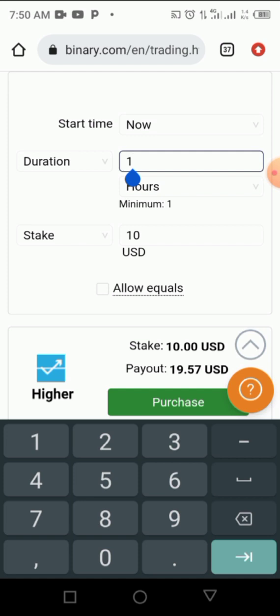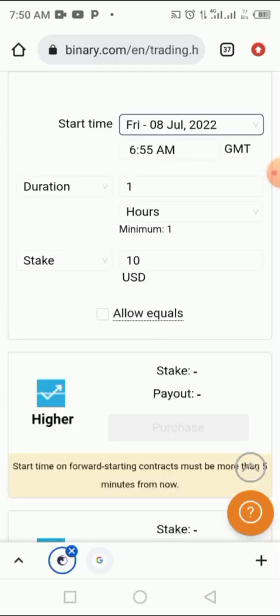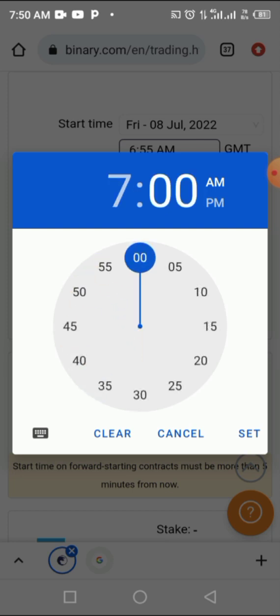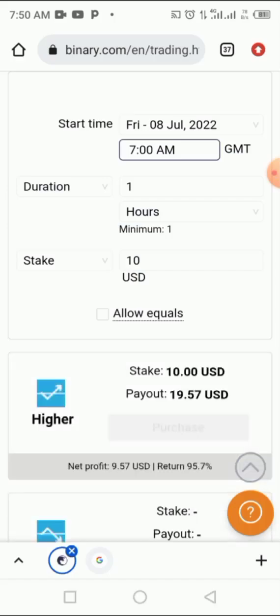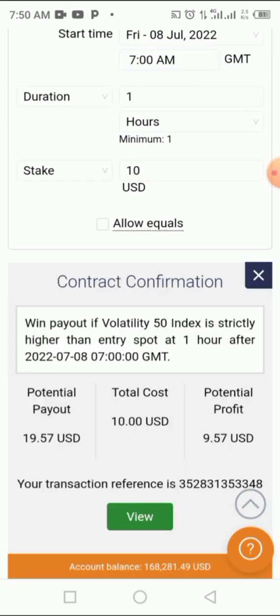Like I said again, you click on this start now. It shows you the date. You can see today is the 8th, which is Friday. You click on that particular date, then you can see the time showing under that date. Then you click on that one and set your time again. You set it to 7 o'clock. Let's assume it is a buy. You just press your buy.